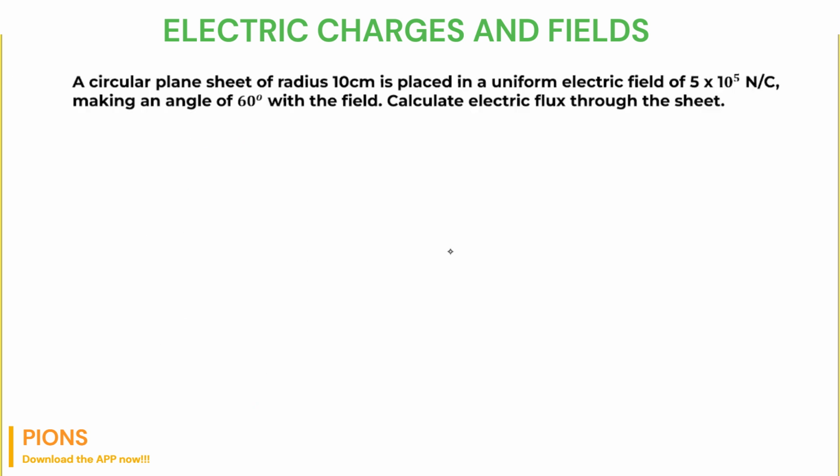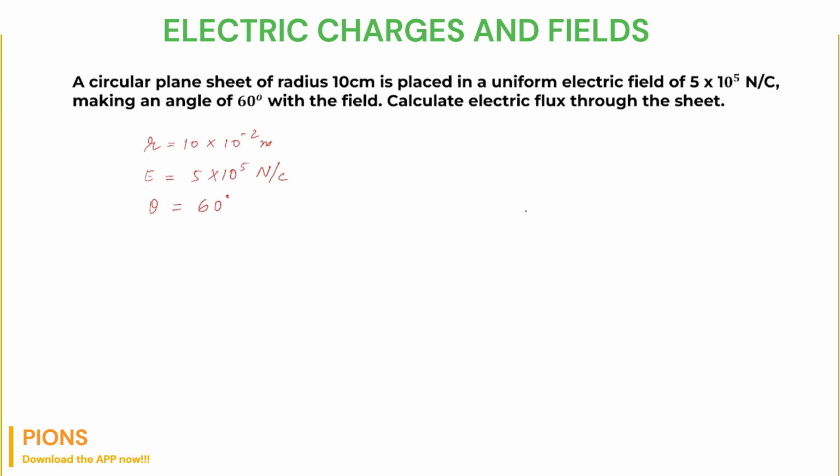So the question over here says a circular plane sheet of radius 10 centimeter. So R is nothing but 10 centimeter. So we can just simply write it as 10 to the power minus 2 meter, right? It is placed in a uniform electric field. So our electric field E is nothing but 5 into 10 to the power 5 Newton per Coulomb, making an angle theta as 60 degree with the field, right? Question says calculate electric flux through the sheet.